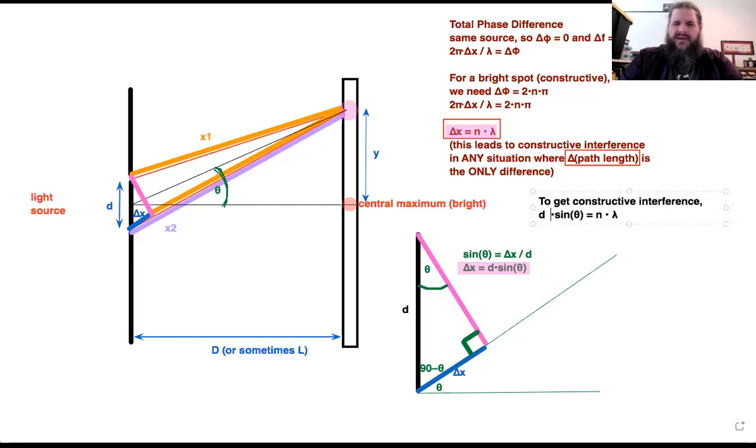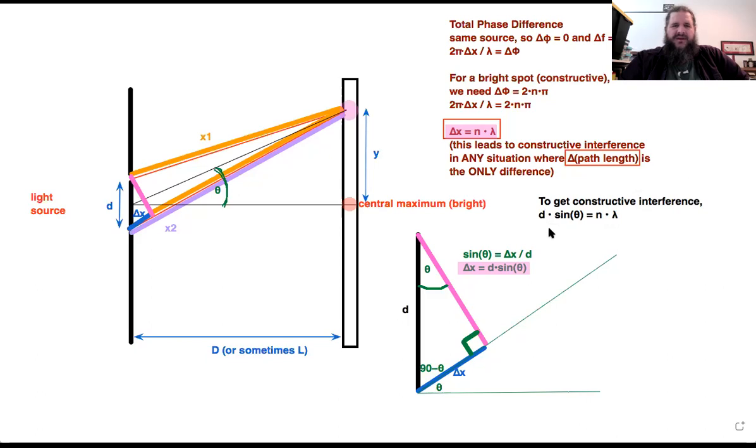As long as the distance between slits times the sine of the angle of elevation equals any whole number times the wavelength, that will guarantee constructive interference. So that's where you can find bright spots on this wall. And note that there are 4 unknowns here, or 4 variables. So if you know any 3 of them, you can immediately find the 4th one.